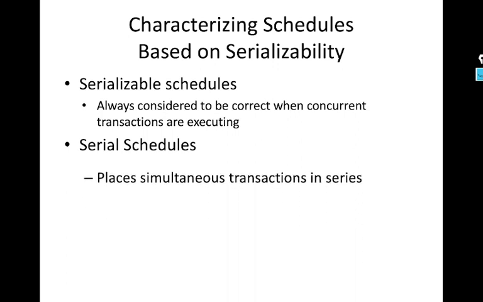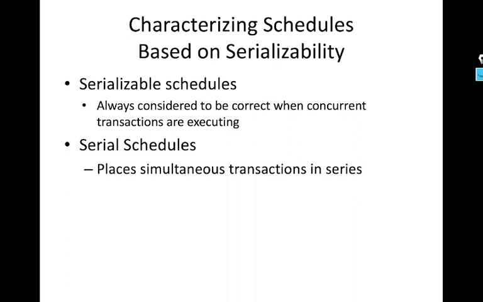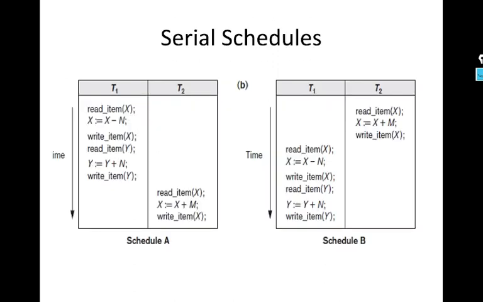Serial schedules place simultaneous transactions in series. If we have two transactions T1 and T2, T1 will execute first, and after completion of T1, T2 will execute. Or T2 will execute first, and after completing T2, T1 will be executed. Those schedules are known as serial schedules. Okay, we will see an example.